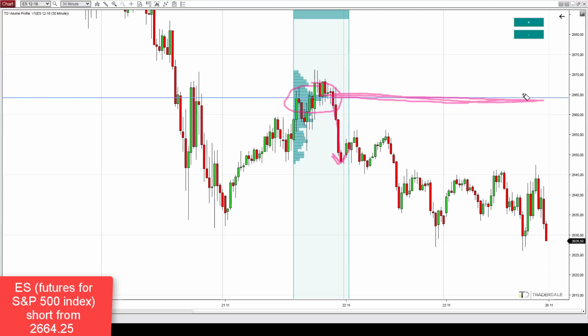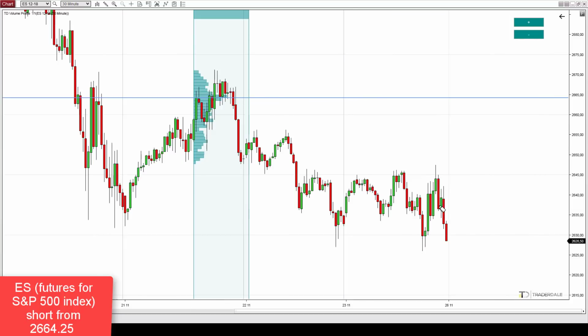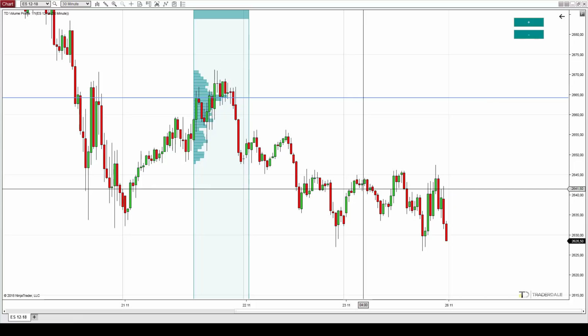So this is the short level. Currently I'm waiting for pullback to this level, and when the price makes it there, I think that those sellers will be defending their selling positions and they'll push the price downwards. So those were the intraday trading ideas, and let's now go into the swings.